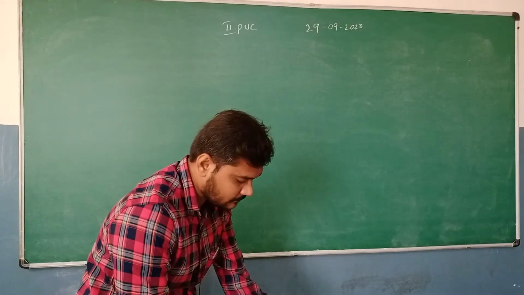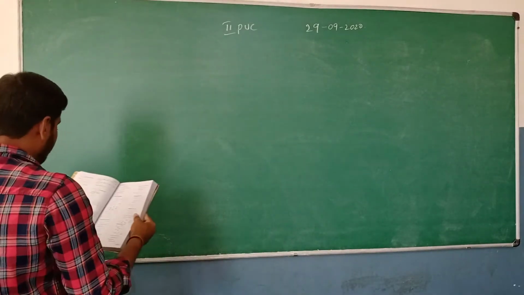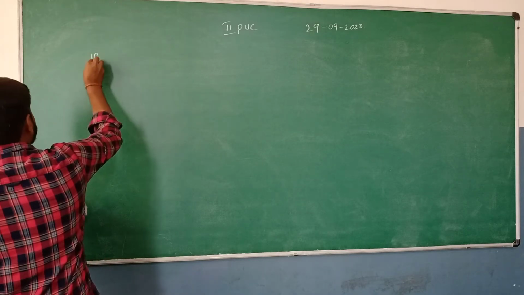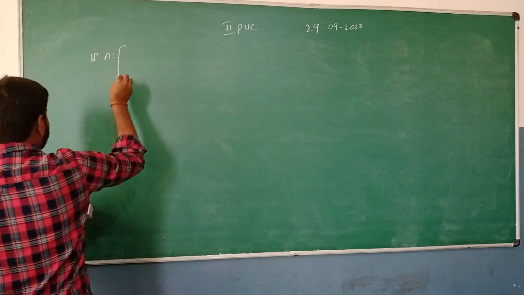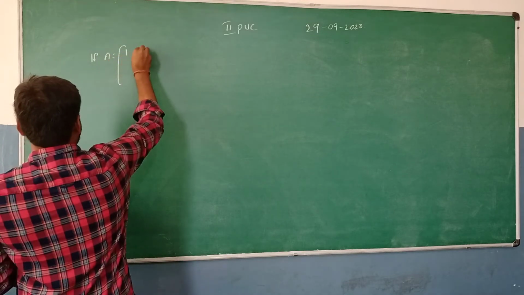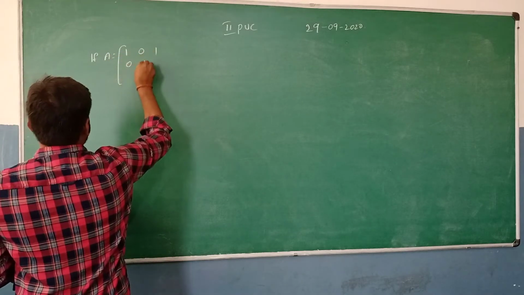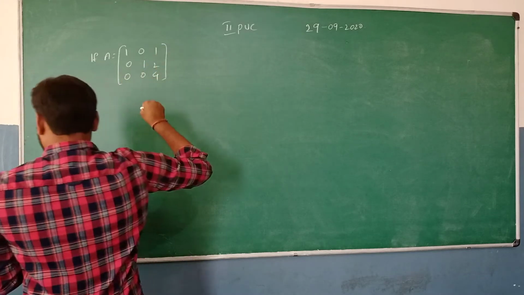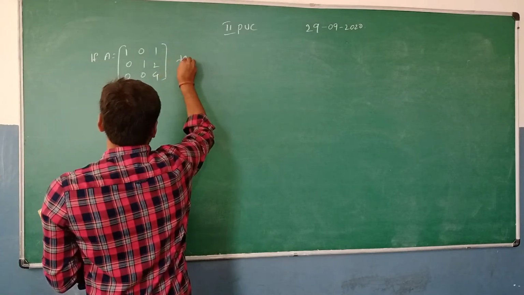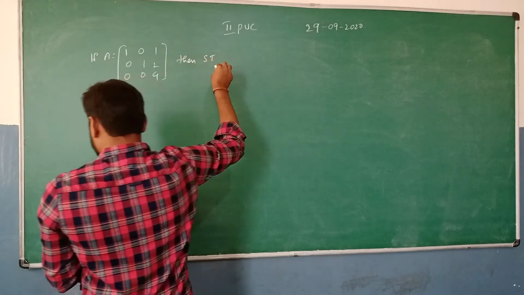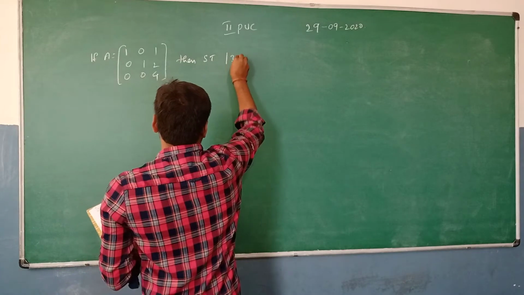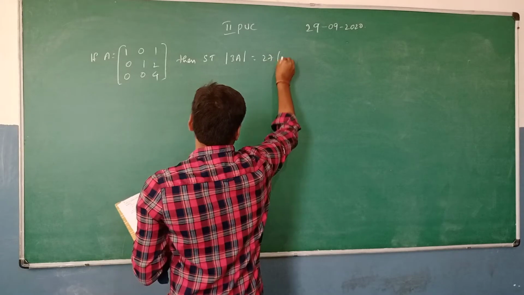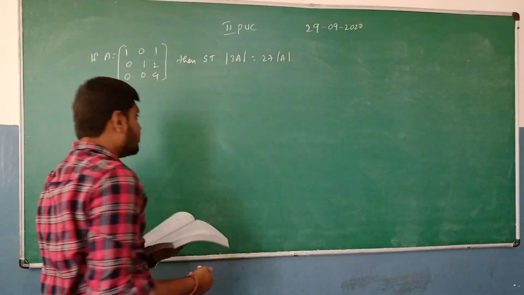Okay, the next one is: if A is equal to, they have given the 3 cross 3 matrix here, 1 0 1, 0 1 2, 0 0 4. Then we need to show that determinant of 3A is equal to 27 into determinant of A.